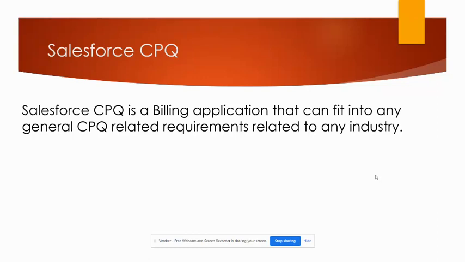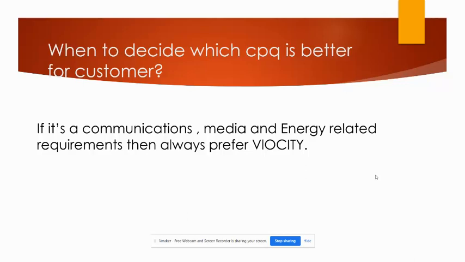Now one more question comes: why is there a need for two CPQs? Salesforce CPQ already provides the solution for everything. Velocity CPQ came because it has some already inbuilt standard packages that provide a faster solution to requirements related to communication, media, and energy operations, and basically the CPQ things. So Velocity CPQ came to provide a faster, better, and more performance-driven solution to these industries related to CPQ. That's why Velocity CPQ came to the front.